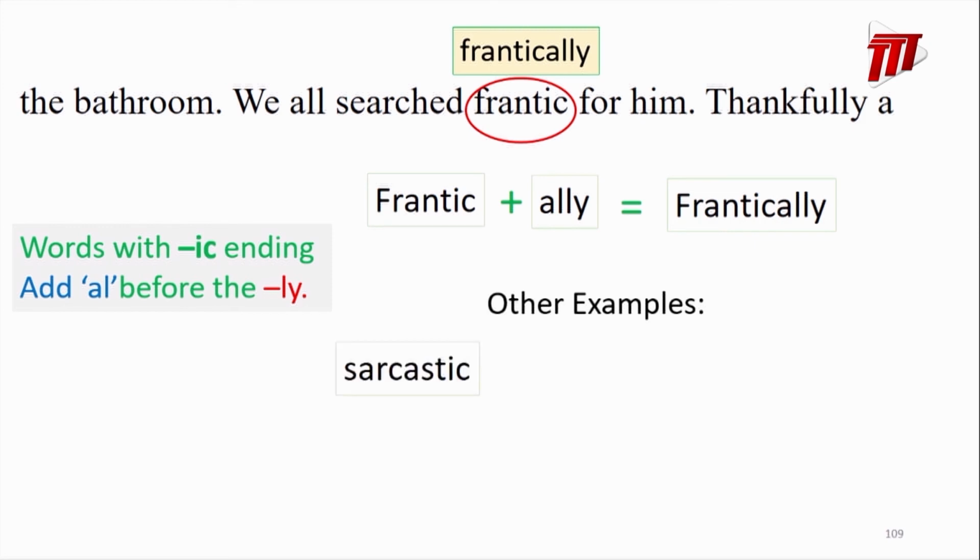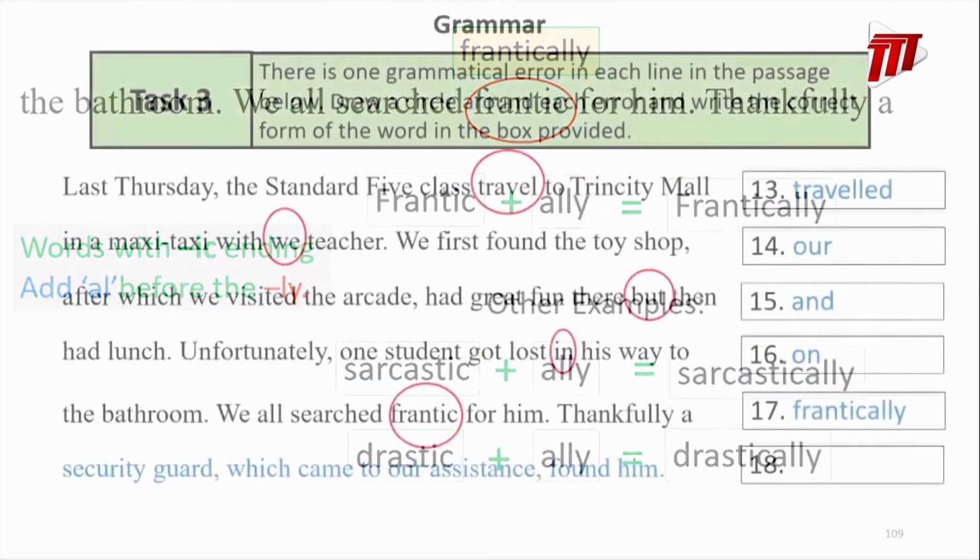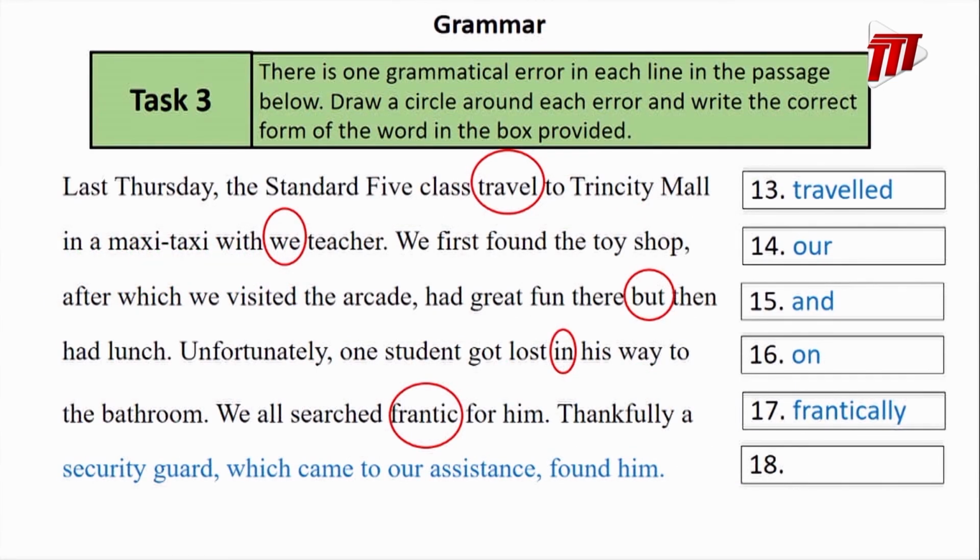Other examples: sarcastic, sarcastically, right? Look at the spelling. Drastic, drastically, all right? So we circle "frantic" and write the correct thing. And then we move on to number 18. Thankfully, a security guard which came to our assistance found him. Would we refer to the security guard as a witch?